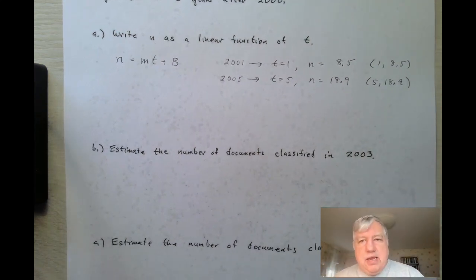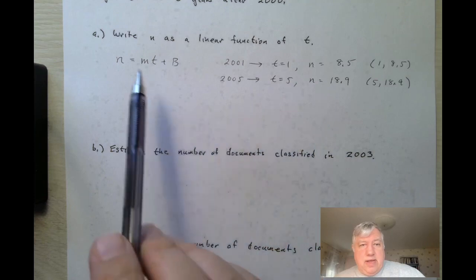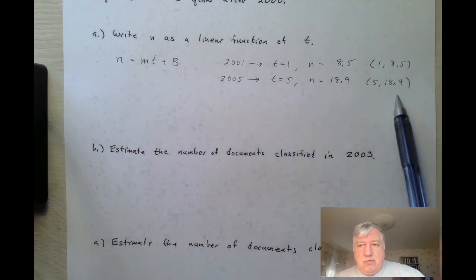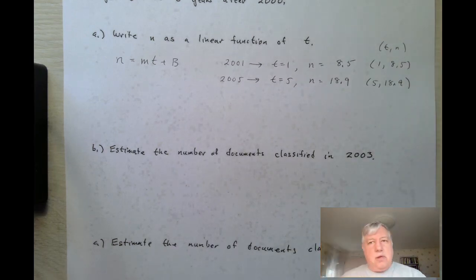Remember, the t is playing the role of x. That's why the t coordinates come first. And then n is sort of playing the role of y. So these are the values of n. So this is like t and n. All right. Now, finding the equation of the line, we know how to do that. We've done that in the previous chapter.